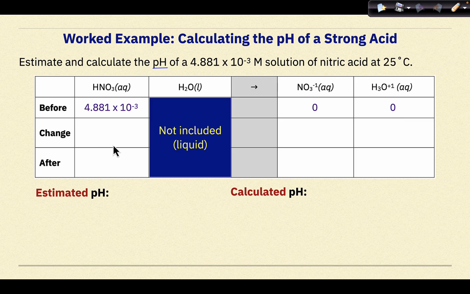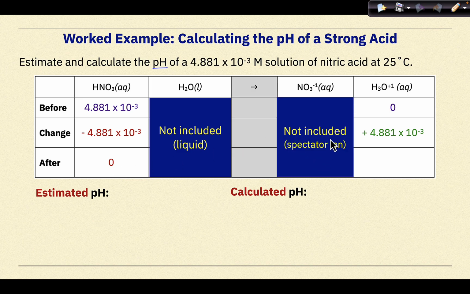When this reaction occurs, all of the nitric acid is going to ionize completely to form nitrate ions and hydronium ions. When this acid fully ionizes, the concentration of nitric acid will be 0. The nitrate ion is not going to be considered as we estimate and calculate the pH because the nitrate ion is a spectator ion. And the only thing that we're looking at is the concentration of the hydronium ion.